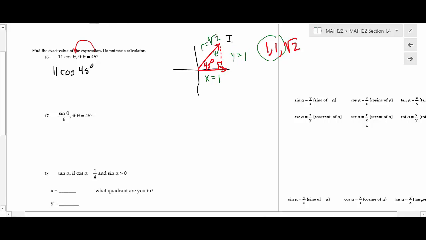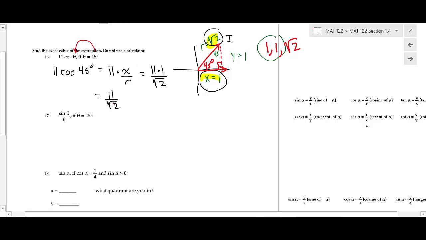So what you do in this problem is you have 11. Now the cosine's definition is x over r. So x is going to be 1. R is going to be square root of 2. So you're going to end up with 11 times 1 over the square root of 2. So you end up with 11 over square root of 2. You've got to get that information from the 45-45 right triangle. So again, cosine is x over r, so it's 1 over square root of 2.